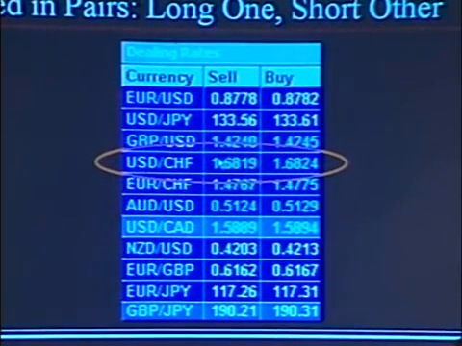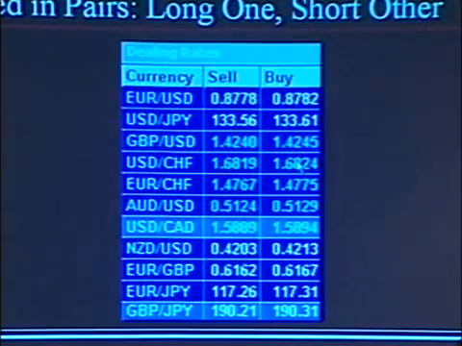Basically what this says is that $1 will buy 1.6824 Swiss francs. And using 100 to 1 leverage, what that means is that $1,000 US will buy 168,240 francs, okay?